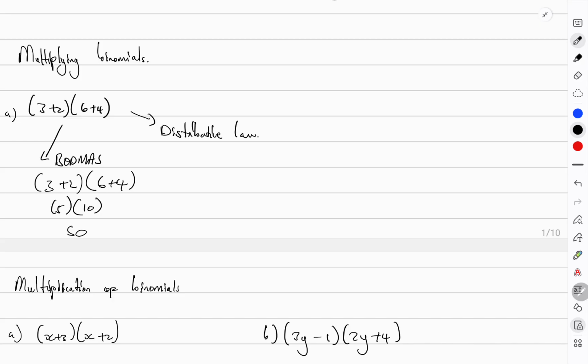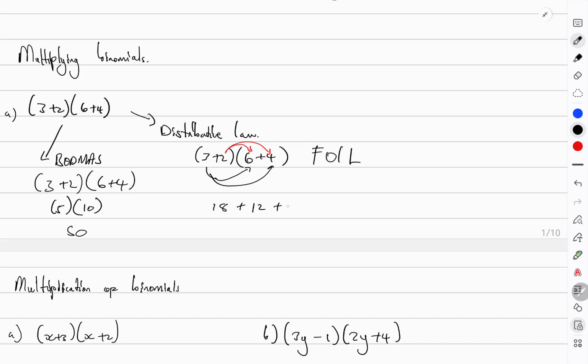Now let us use distributive law. I'm having 3 plus 2, and I'm also having 6 plus 4. Distributive law, we are going to use the FOIL method. First with last, just like that, right? So it means the 3 will multiply the 6, the very same 3 will multiply the 4, right? And the 2 will multiply the 6, the very same 2 will multiply the 4. And let us see if we are going to receive a 50. 3 times 6, I'm going to have 18 plus. 3 times 4, I'm going to have a 12 plus.